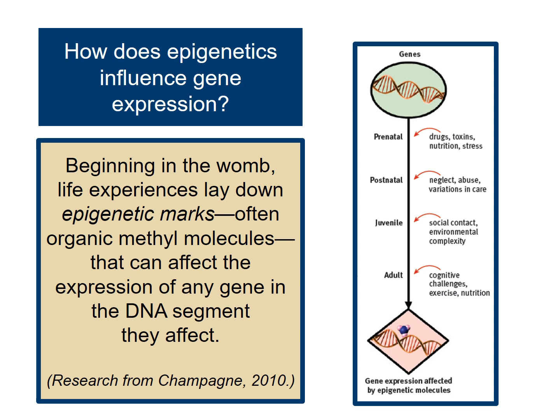So if you look at this, starting up at the top with the genes, in prenatal, you have drugs, toxins, nutrition, stress, all of those in the prenatal phase can impact or affect the expression of any gene in that DNA segment. Postnatal, so once the baby's born, neglect, abuse, variations in care. Juvenile, once it's a child and being raised, social contact, environmental complexity. And as adults, cognitive challenges, exercise, and nutrition all impact how expressions of our genes show up.